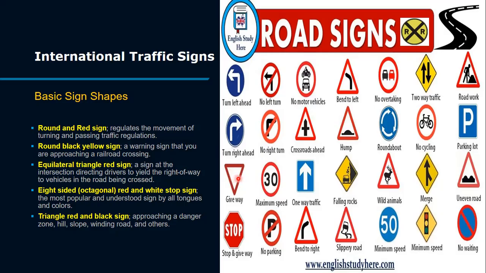This is the giveaway sign. And the eight-sided or octagonal red and white stop signs, the most popular and understood sign by all tongues and colors. So this is it. And triangle red and black signs, approaching a danger zone, hill, slope, winding road, and others. Like this. So these are the basic sign shapes of international traffic signs.